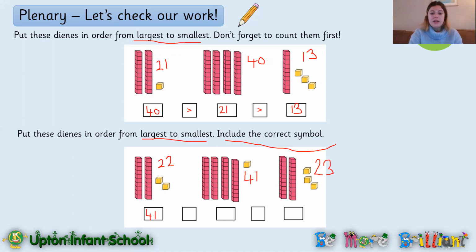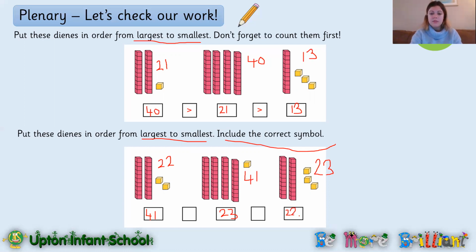And then my next number would be 23. I'm just going to check that on my 100 square, that 23 is bigger than 22. Yeah, that's right. 23 comes after 22. So 22 is my smallest number.